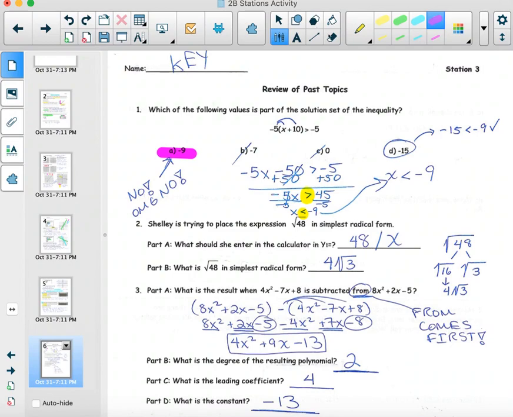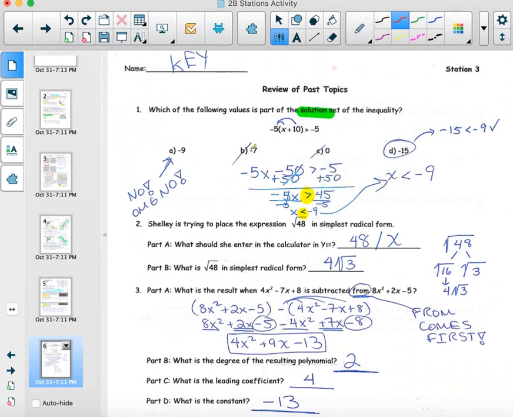OMG, no. No, no, no. Wait a second. Hang on, Ms. Tomei. I need to go back and make sure I read the question. I'm asking which of the following values is a solution. I need this to be a solution. Okay. Well, give me an x value that's less than negative 9.